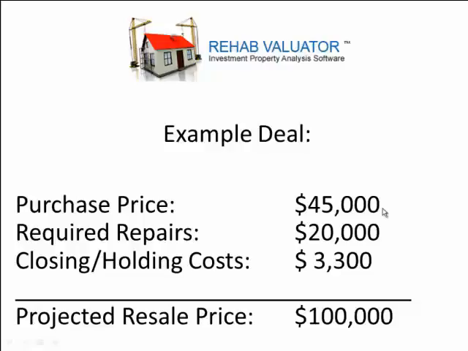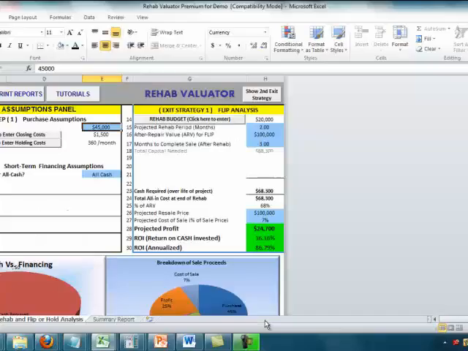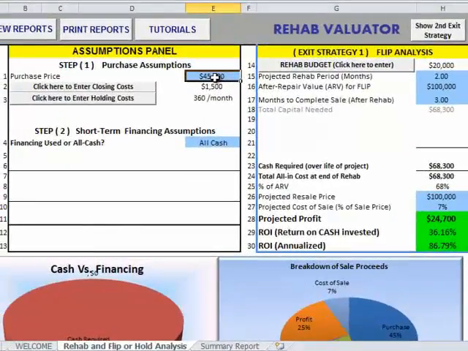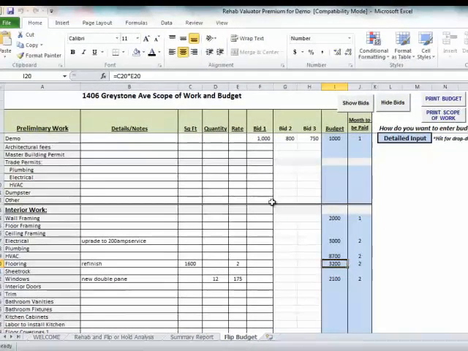So we'll switch over to Rehab Valuator and I'll show you the easiest way to structure this deal. Okay, so this is, if you haven't seen the software already, it's very simple. This is the input interface of the software. Your purchase price goes here, $45,000. Closing costs, holding costs, and we've entered our detailed rehab budget here, and it comes out to right at $20,000.